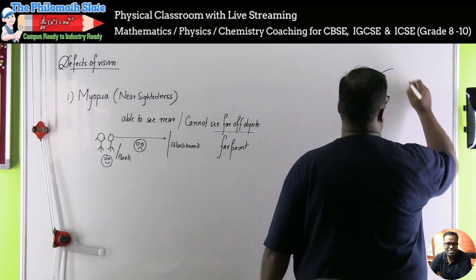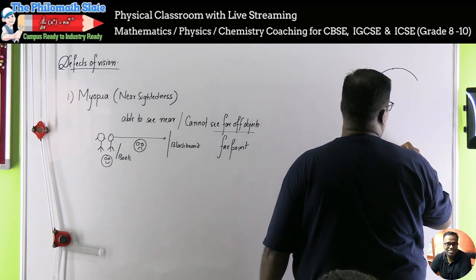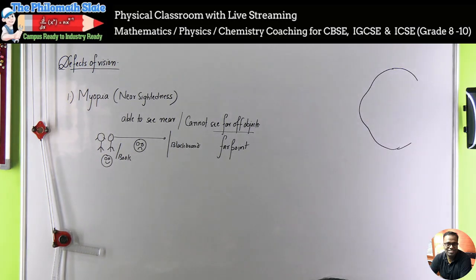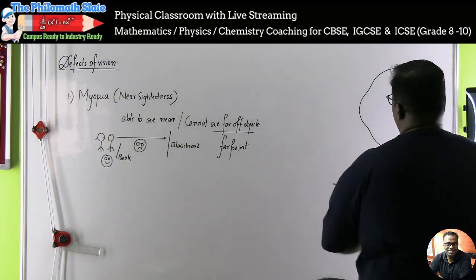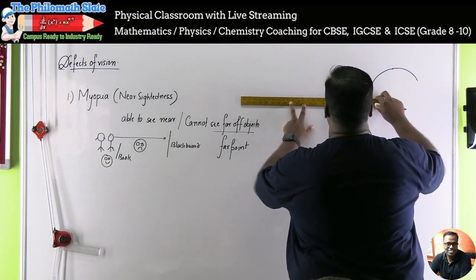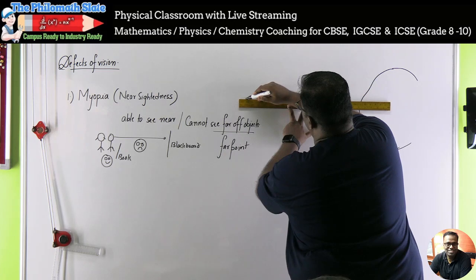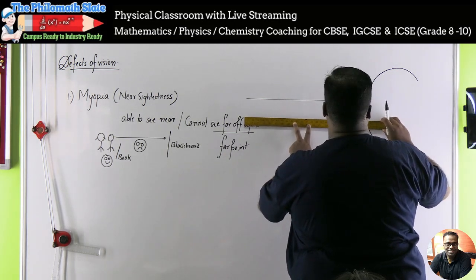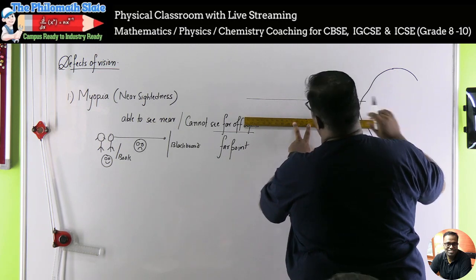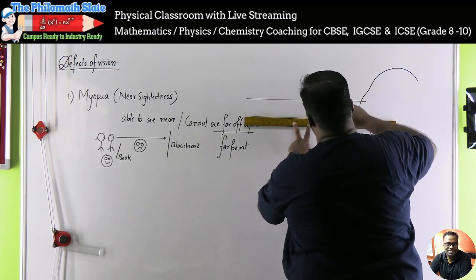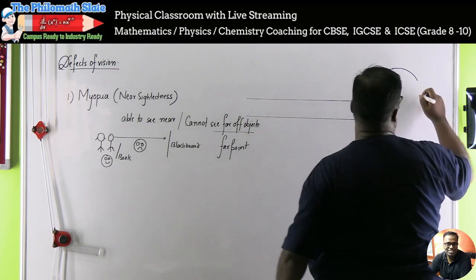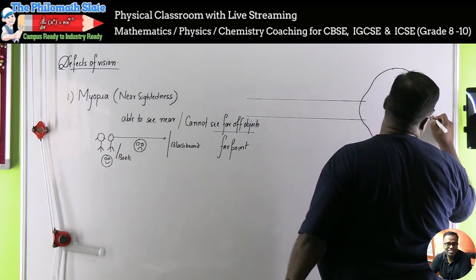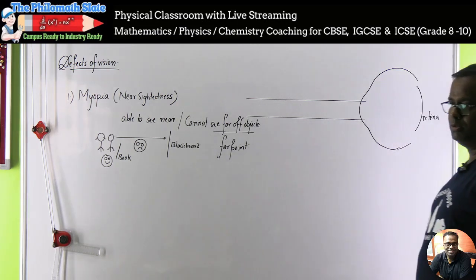So this will be your eye, right? And you are having rays जो दूर से आ रहा है, right? आपको rays दूर से आ रही है. Let's say these are the rays which are coming. Now in order to get the image, where the image should be formed? The image should be formed on the retina. The image should be formed on the retina.